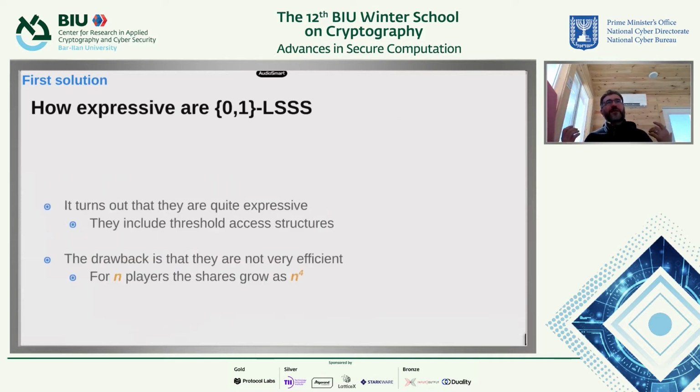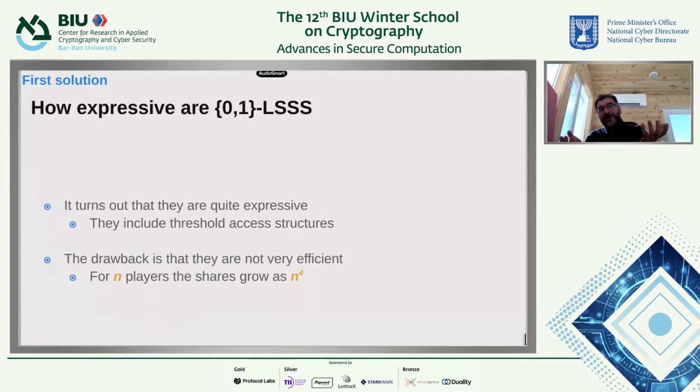The question is, how expressive are these linear secret sharing schemes with binary coefficients? Turns out that they are quite expressive, and this is something that surprised me. In particular, they include threshold access structures. So we can do N out of T, T out of N, and more with this 0-1 LSSS.